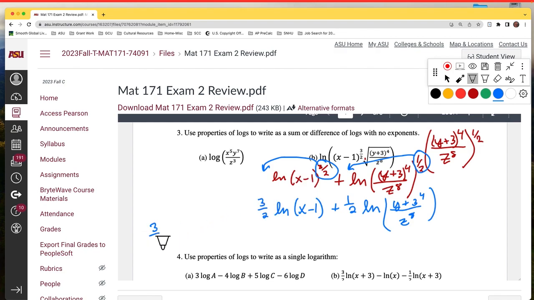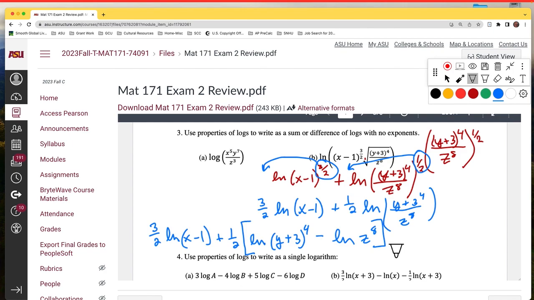So I'm going to move over here. We get our 3/2 natural log x minus 1. That's all done. What I'm going to do is go plus 1/2, and I'm going to put a bracket because now we're working on the inner stuff. You could put the 1/2 times each of them, but I just like working inside here. This now is going to become the natural log of y plus 3 to the 4th power minus natural log of z to the 8th. And it'd be nice if we were done, but we're not done yet.